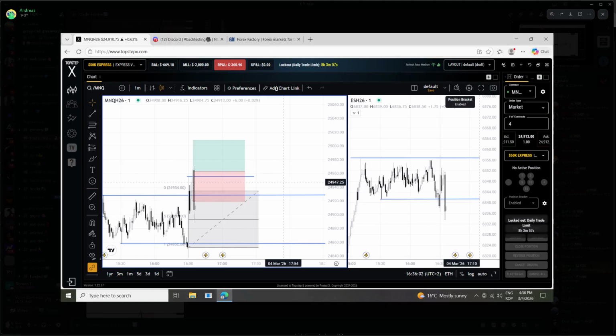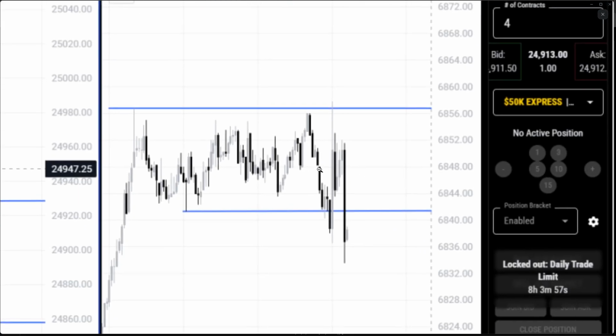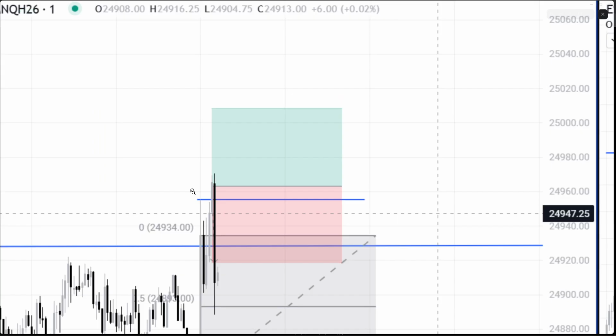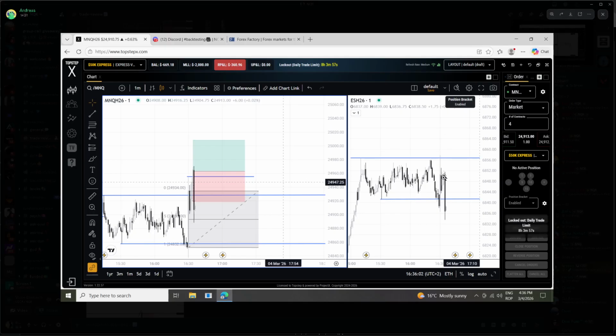Same again, very avoidable loss entering on SMT. As we can see, guys, this high right here on ES is still a lot of points away, whereas this high on NQ, we've taken it. So you should not be looking to take this trade when ES is failing to take these highs.